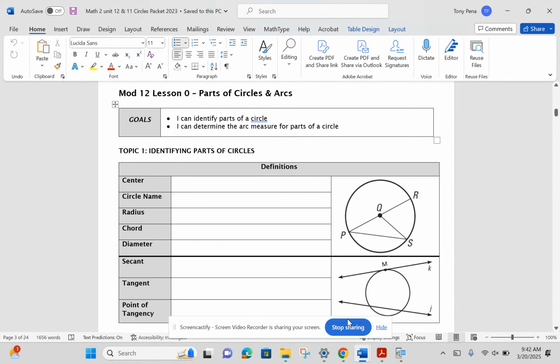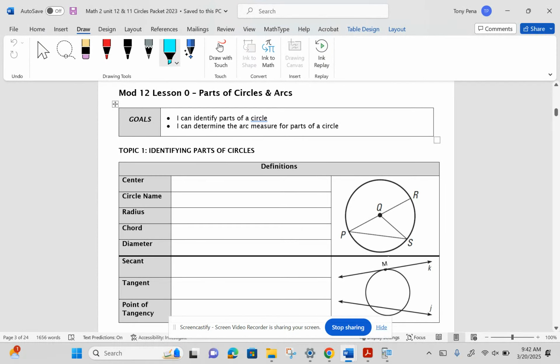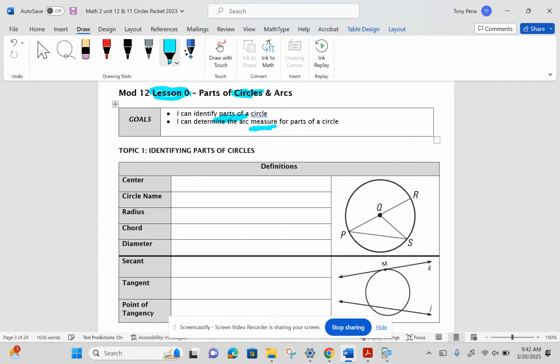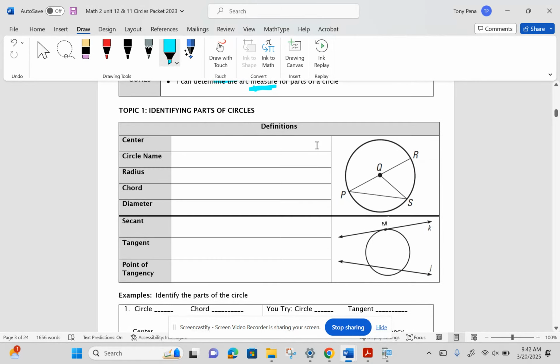Okay, so again, like I said, this whole unit deals almost entirely with circles. Lesson 0 is just a little introductory, some vocab. Half of it you're going to know, half of it is going to be a little bit new. There's two main things that we want to talk about: all the parts of a circle, and then what's probably going to be new to a lot of you, the measure of a circle, and the arc measure and all that stuff.